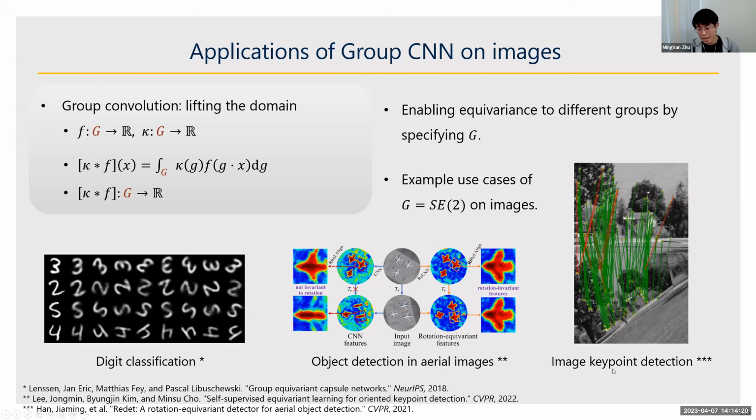Also, it can be applied in image key point detection. Here, a model is given 2 images that are rotated copies of each other. And because of this SE2 equivariance, the network can reliably detect the key points and correspond them very well, because the network knows that the features from these oriented key points will be exactly the same as those of the key point before the rotation.